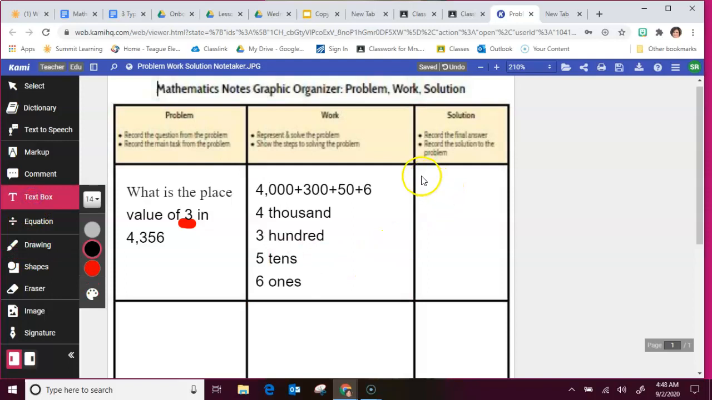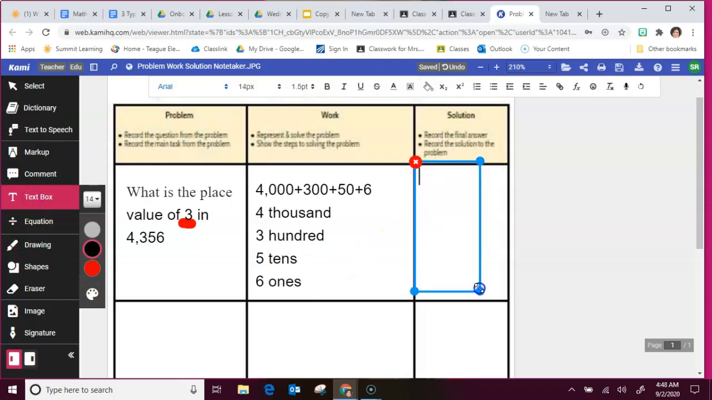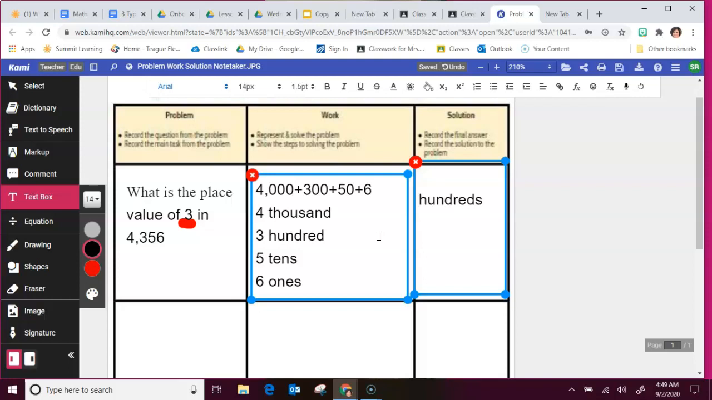Back to my text box. What I find is that the place value, that means the column, this is a good time to look at your place value chart, that the 3 is in the hundreds place. So the place value is that the 3 is in hundreds.